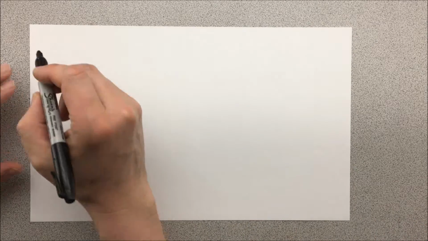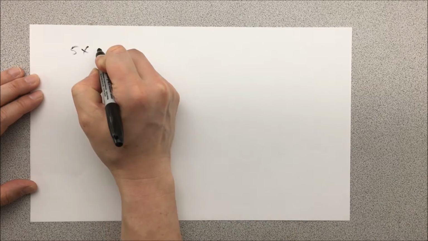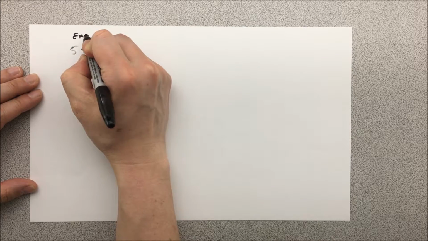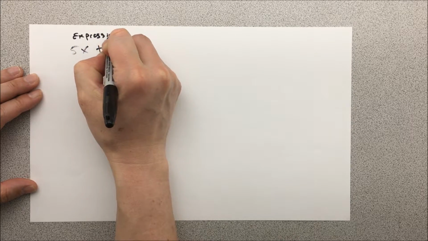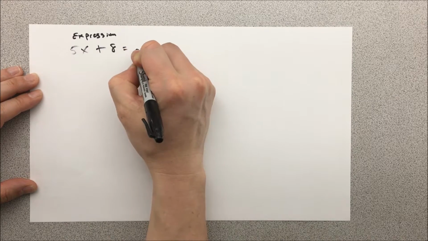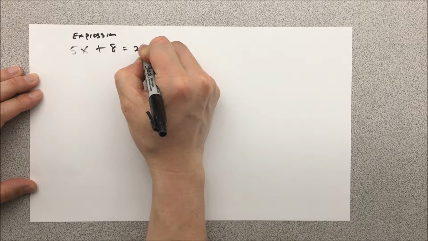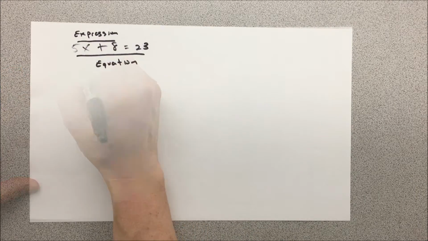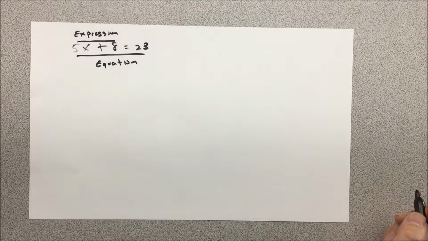For example, 5x plus 8 by itself is an expression. When it equals something, now it is an equation. Both expressions and equations are made up of terms, so the next question is, what is a term?